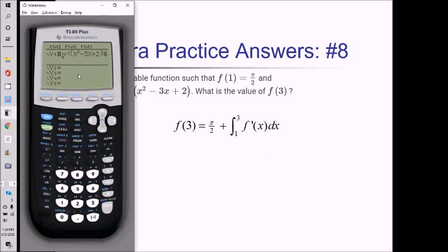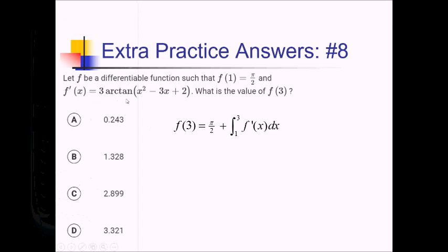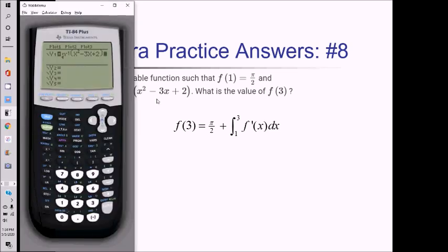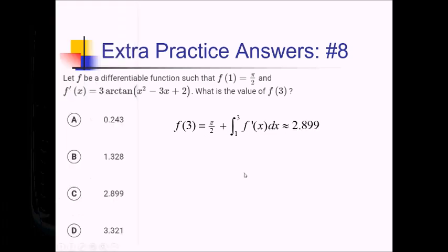To do this cleanly, I've entered my f prime here, 3 arctan of that quadratic, inside my calculator in my y1. And then let me just quit out of there, and let me do pi over 2. So fancy fraction mode, we've got a pi over 2. Plus, let me do now math 9 to get my integral from 1 to 3 of alpha trace y1 dx, enter, and that's going to come out to about 2.899 if I round it off, which is going to give me choice C.